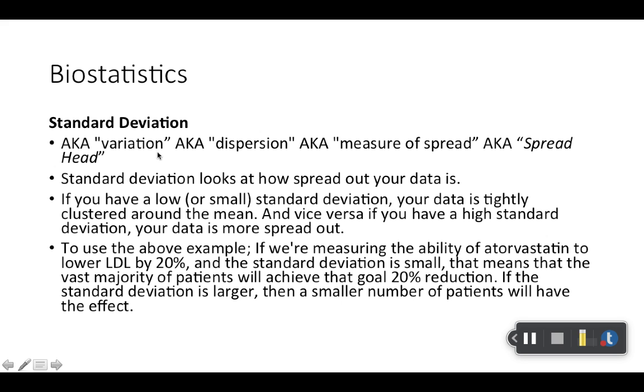So standard deviation, also known as variation, also known as dispersion, also known as measure of spread. Not also known as spread head.